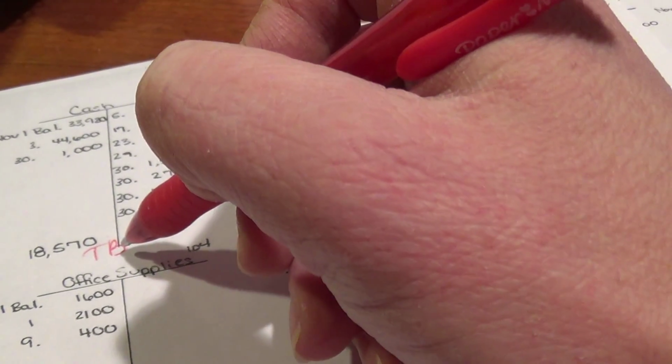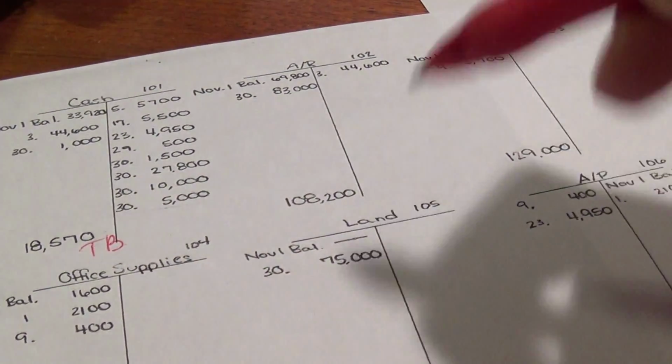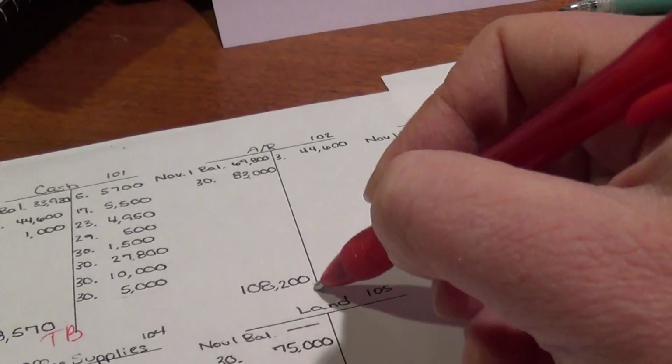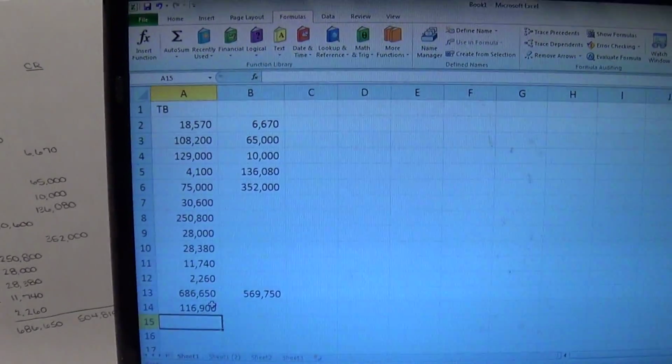18,570. So right there, I am going to write, you can see it very well now, TB, which stands for trial balance. I agreed this number to my trial balance. Why? So when I go back, I know I did already the work, so I don't have to circle around and do the same thing. So I'll go number after number. I agreed them all. It's all good.